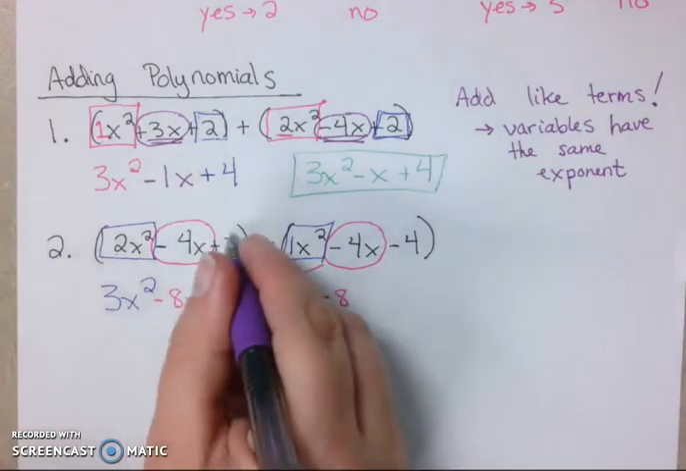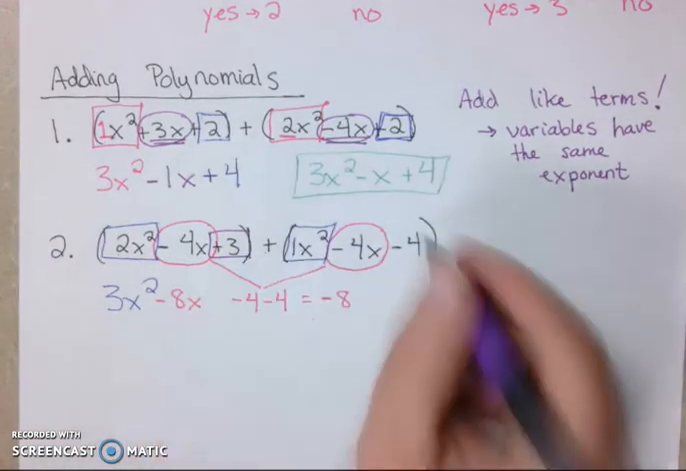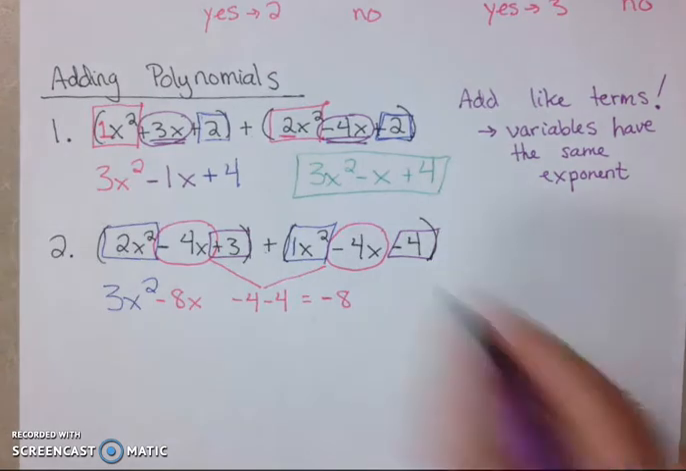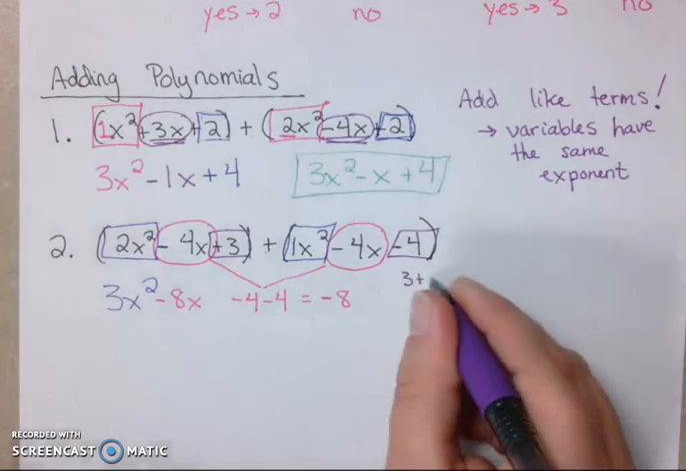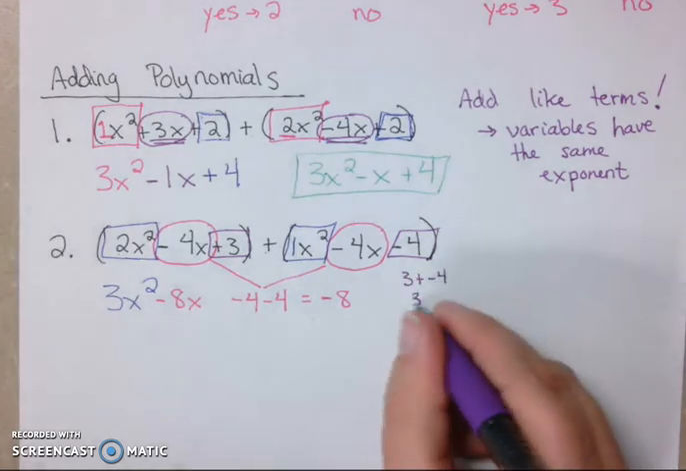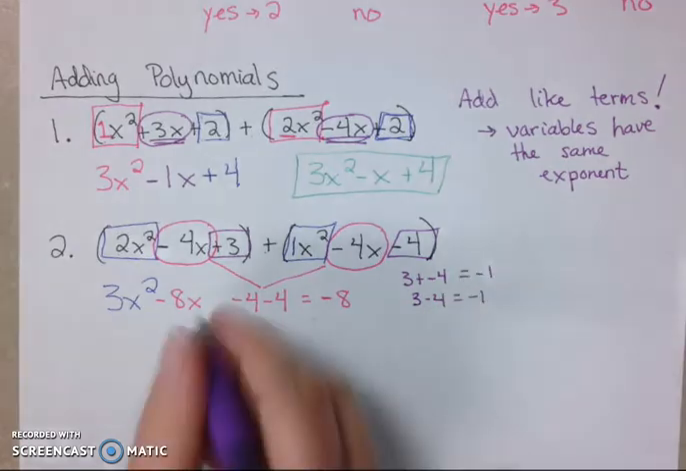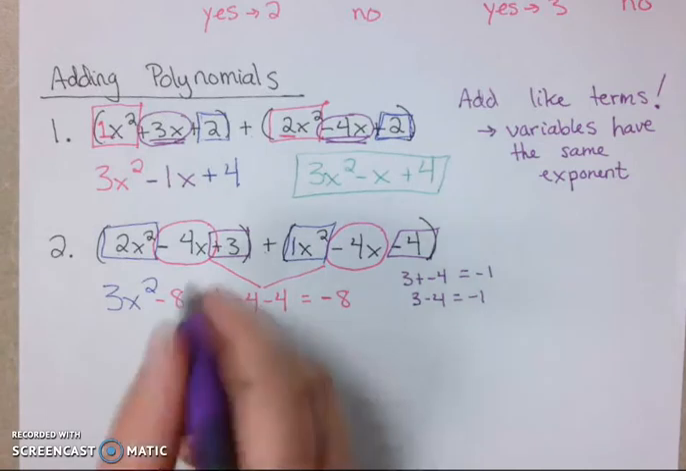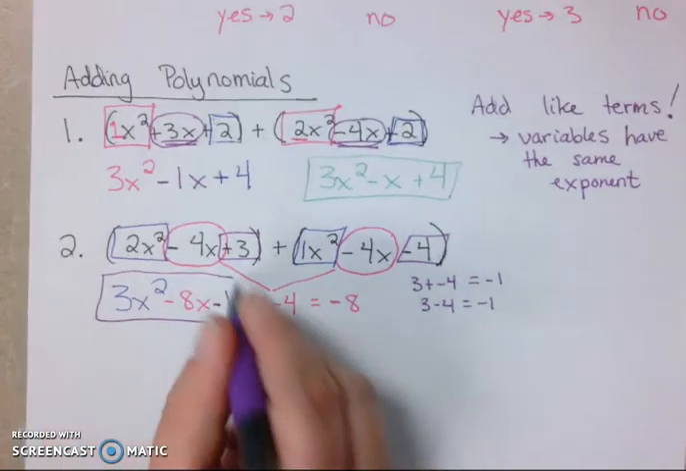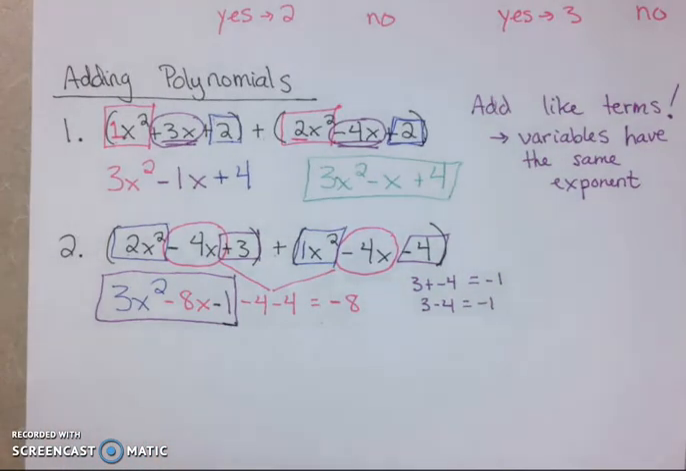And then I have 3 plus negative 4. So you can think 3 plus negative 4 or 3 minus 4, same thing. You would get negative 1. So I put minus 1 here. Sorry, that got a little squished. But you get 3x squared minus 8x minus 1 on combining like terms there. So those are 2 addition. Now we're going to do subtraction.